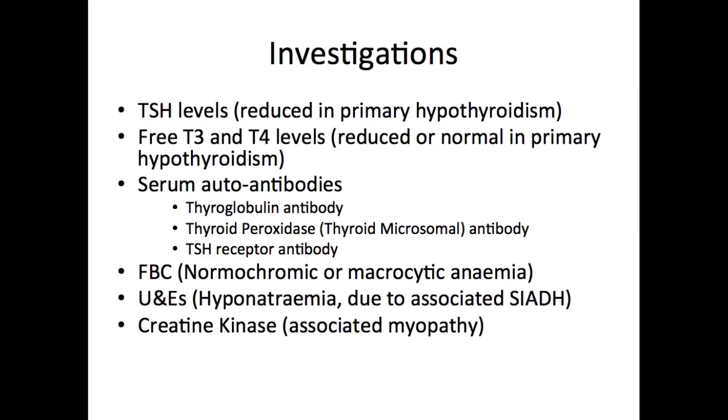In terms of investigations, thyroid function tests should be carried out, and these would show an increase in TSH levels and a reduction in free T3 and T4 levels. An autoantibody screen for thyroglobulin antibody, thyroid peroxidase, and TSH receptor antibodies should also be carried out, as these are associated with autoimmune thyroiditis. Routine full blood count and urea and electrolytes would indicate a normochromic or macrocytic anemia and hyponatremia associated with SIADH.